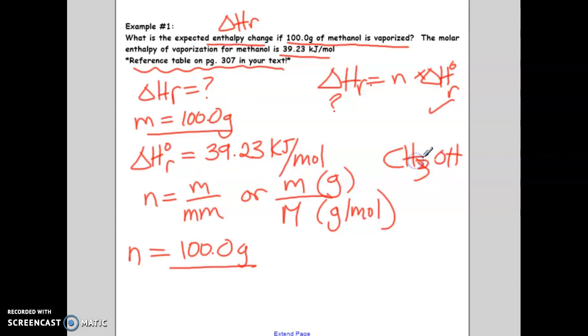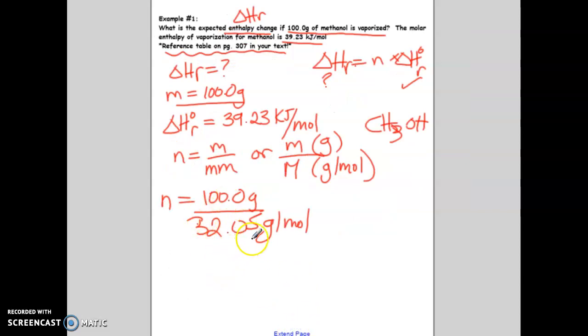CH3OH. So you're adding... remember, to get the molar mass, you look up on the periodic table the atomic masses for each one of these. So we have 1 carbon, we have 3 plus 1, 4 hydrogens, and 1 oxygen. So altogether, this is a molar mass of 32.05 grams per mole.